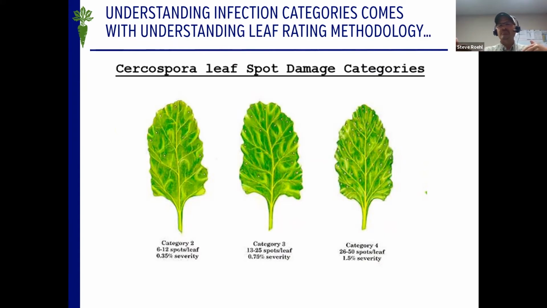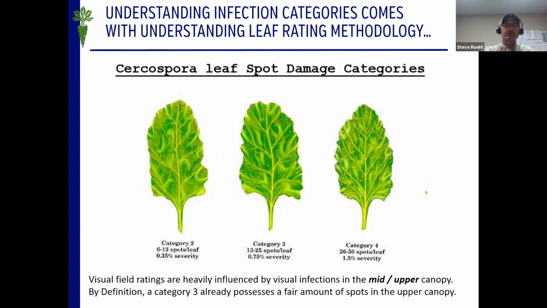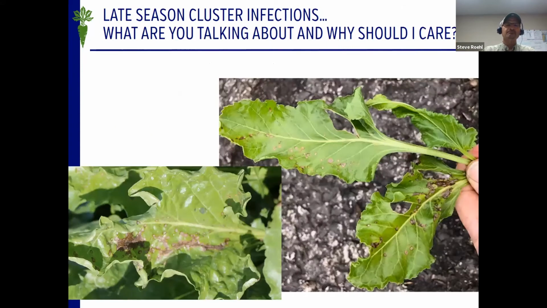So we're standing up, maybe bending over a little bit, but we're generally getting a perception of the visual appearance of the leaves from the upper mid to top part of the leaf canopy. So what I'm saying is visual field ratings are heavily influenced by the visual infections in the mid to upper canopy. So therefore, by definition, a category 3 Cercospora leaf spot category already has a fair amount of spots that exist in the upper canopy just by the way we rate the leaves.